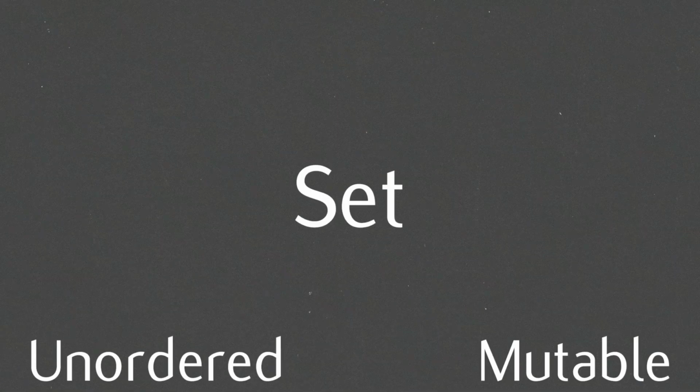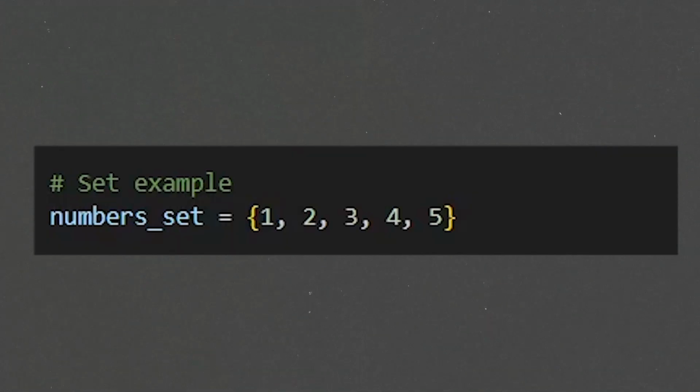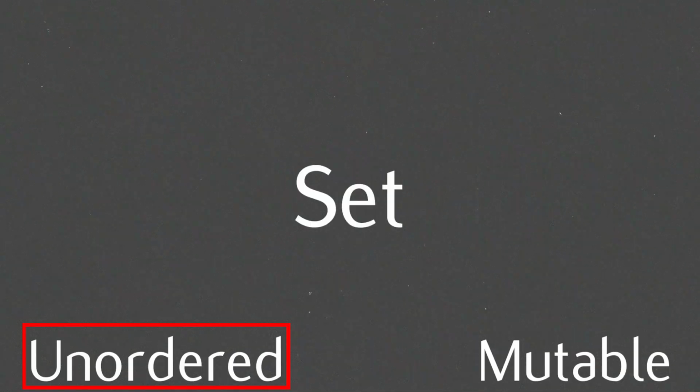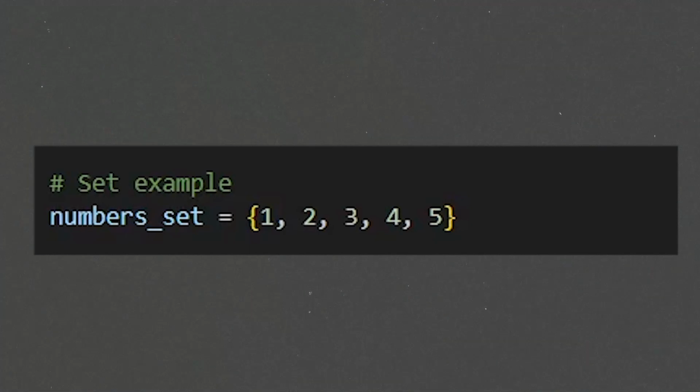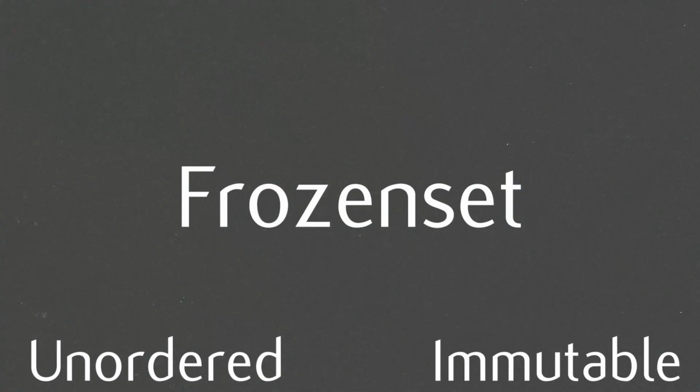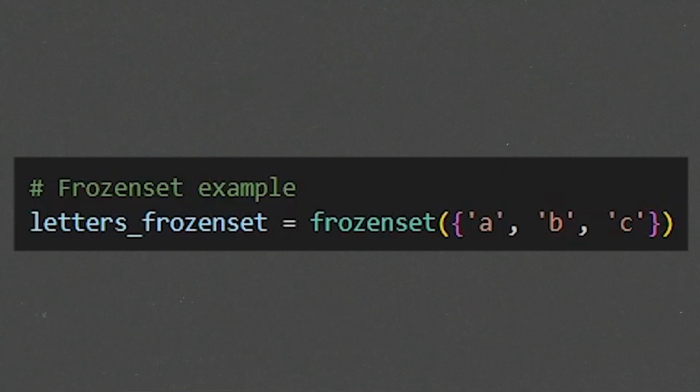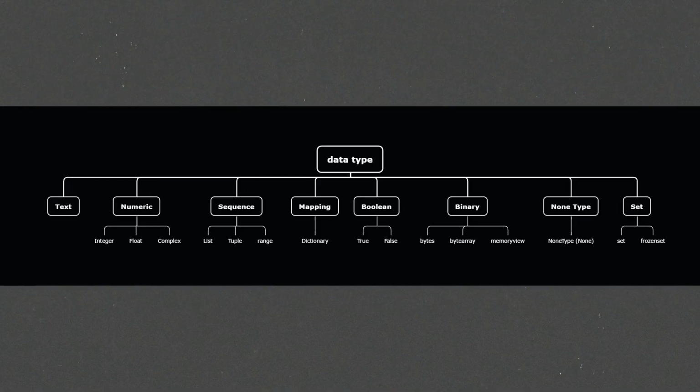Set, an unordered and mutable collection of unique elements. It is represented by curly brackets. Unordered means elements in a set are not stored in any specific order. The order of elements may vary each time you access the set. Frozenset, an unordered and immutable collection of unique elements. It is represented by frozenset.